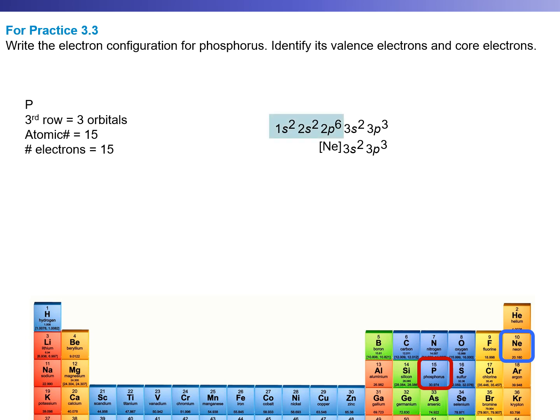So everything right here, these are core electrons. And we can count how many core electrons we have because they are noted in the superscript here. So 2 plus 2 plus 6, that means we have 10 core electrons. And then everything beyond that, right here in the third orbital, those are going to be our valence electrons. And we can count what's in the superscript here. 2 plus 3 is 5, so we have 5 valence electrons.